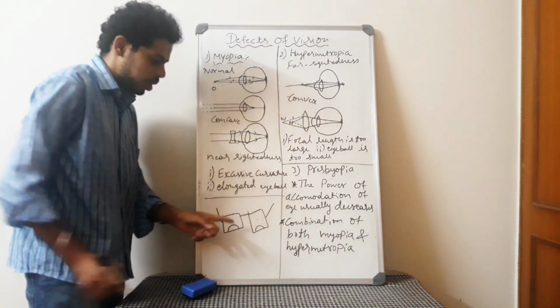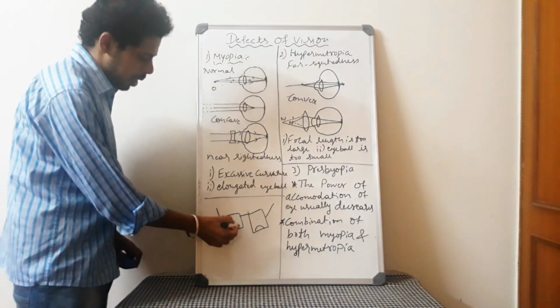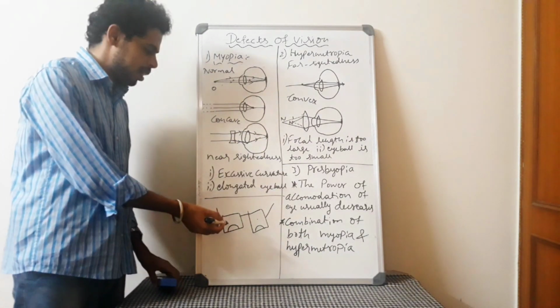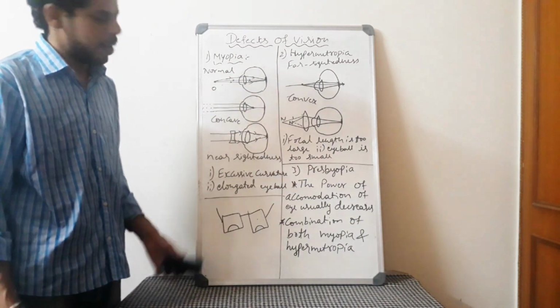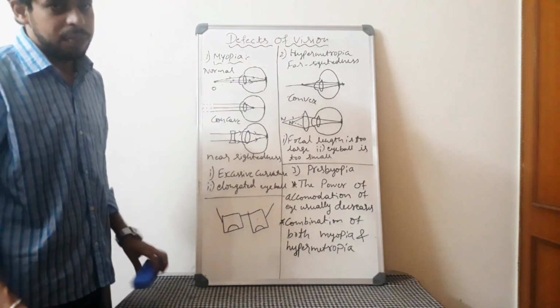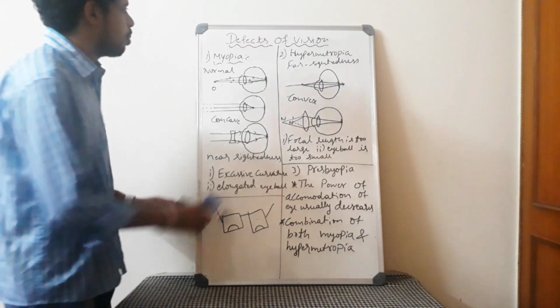Okay, so this is a design. It may be round shape or this shape, whatever the shape is going to be, but you will have it like this. So these are the specs used for people who are having presbyopia. Okay, so this is all about defects of vision. Next we will see refraction through the prism.